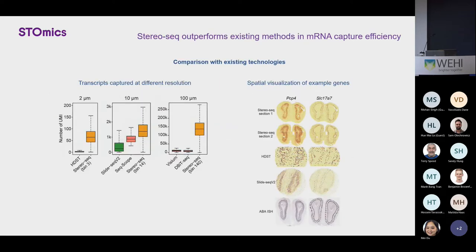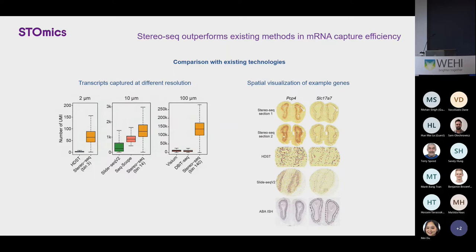Then we wanted to see how the number of transcripts that we capture compares to other technologies at different resolutions. We looked at the 2 micron bin, the 10 micron bin, and the 100 micron bin. And we see that in each of these different capture areas, we significantly outperform other technologies in the number of transcripts that we capture. Then we wondered how accurately Stereo-seq recreates the spatial locations of where we would expect example genes to be.